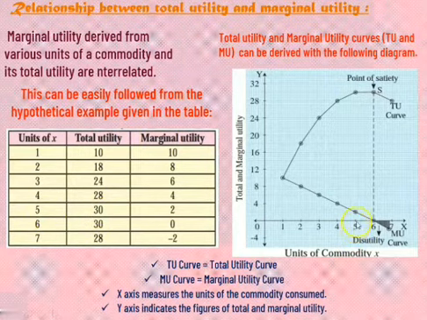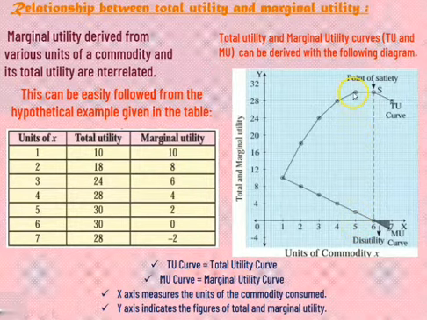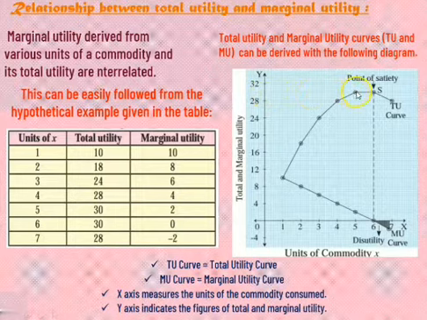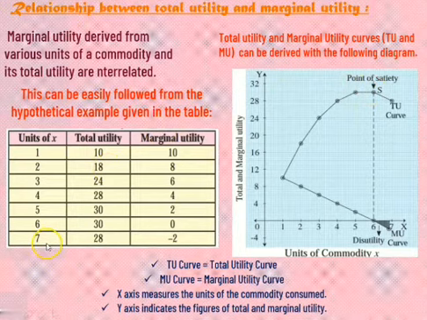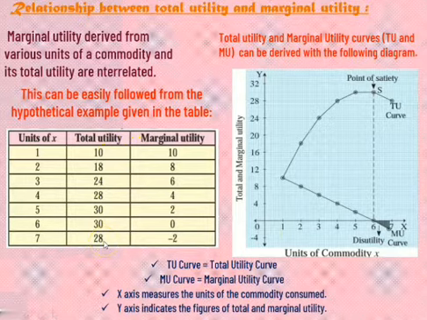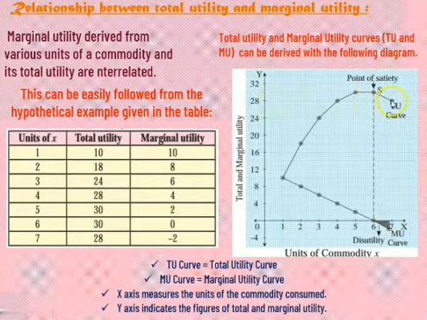So on the fifth unit, TU comes to 30. On the basis of this, we put one dot at 30. And on the sixth unit of X, again it is going to remain constant at 30 only. And on the seventh unit, our total utility starts declining, that is, it comes to 28. So on the seventh unit, our TU declines and comes to 28, right?